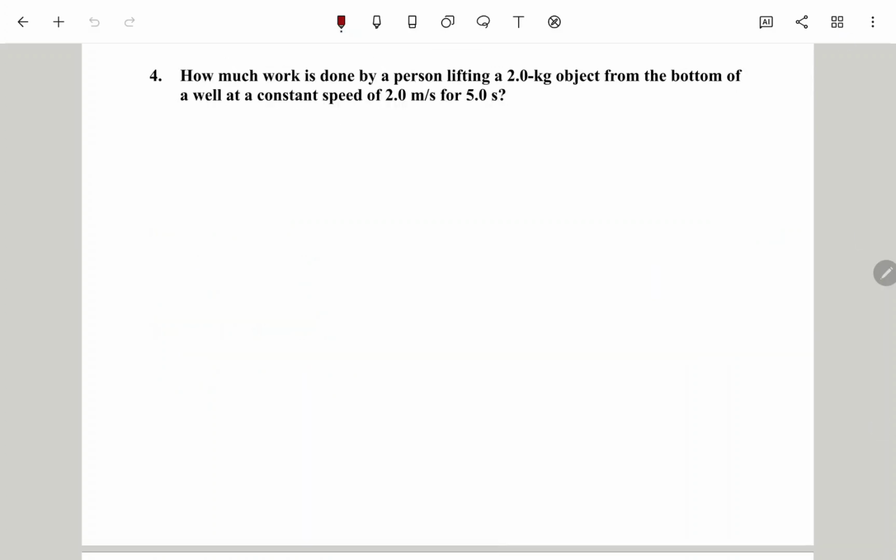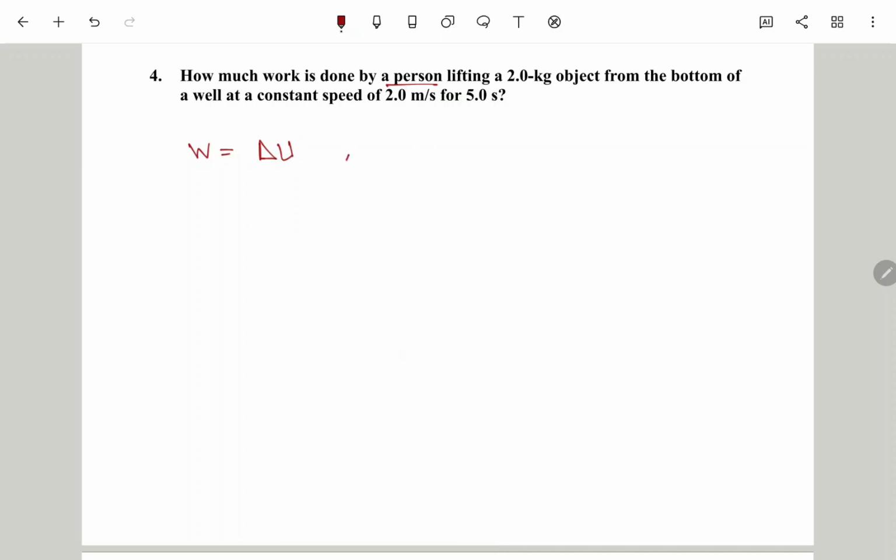How much work is done by a person lifting a 2 kilogram object from the bottom of a well at a constant speed of 2 meters per second for 5 seconds? Now, since the required work is done by the person, in this case work is equal to delta U. It's not minus because it's done by the person.